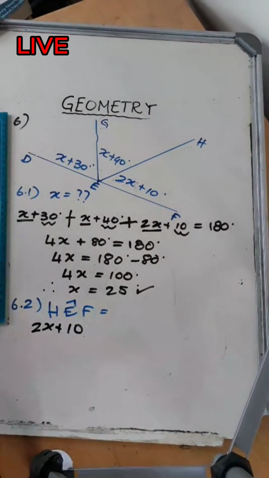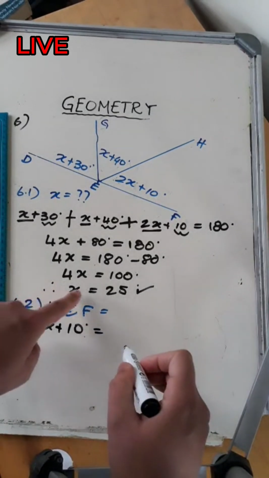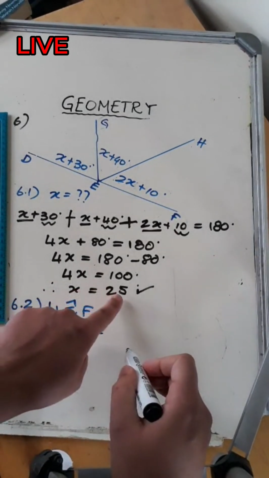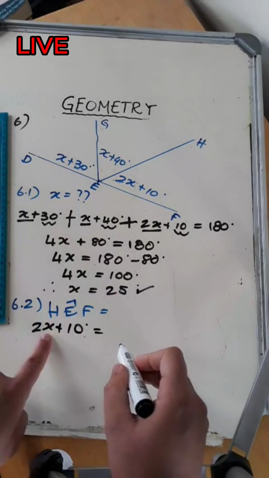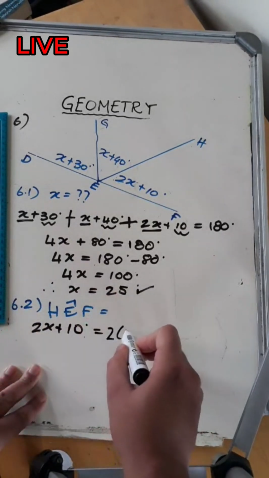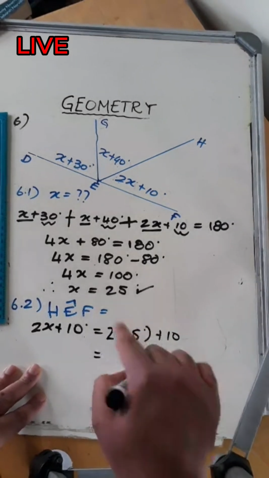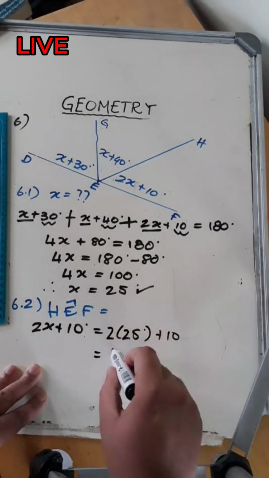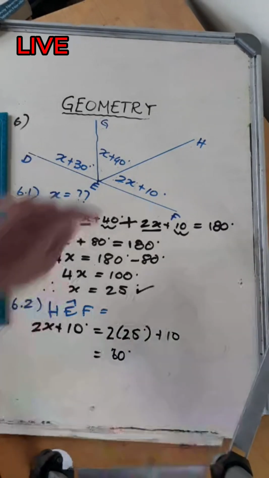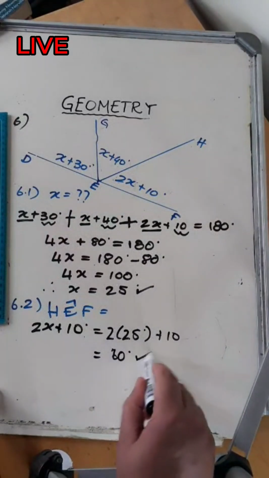According to the previous problem, we already solved for x, which was equal to 25. So instead of x, now I'm going to substitute 25 degrees. So it's going to be 2 open bracket 25 degrees plus 10. So this is 50 plus 10 is 60 degrees. So that angle there is going to be equal to 60 degrees, and this here is your final answer.